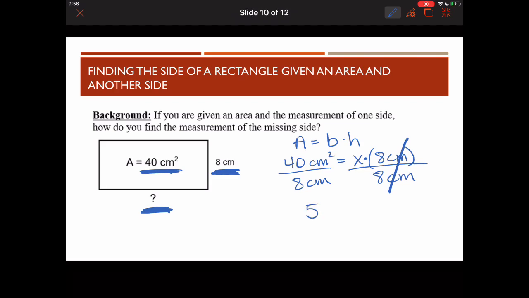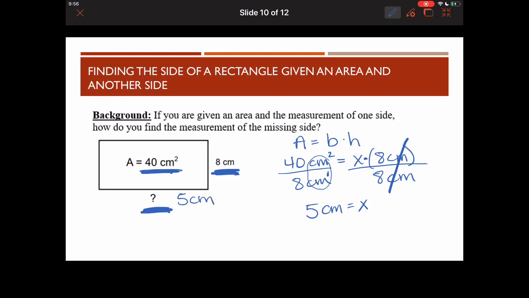And actually, look, even though we're talking about centimeters, this isn't like a variable like we normally think of, like an x or a y, but I can use my rules of exponents. When I divide, I subtract the exponents. So 2 minus 1 is 1, so 5 centimeters. So that tells me that this missing side was 5 centimeters.